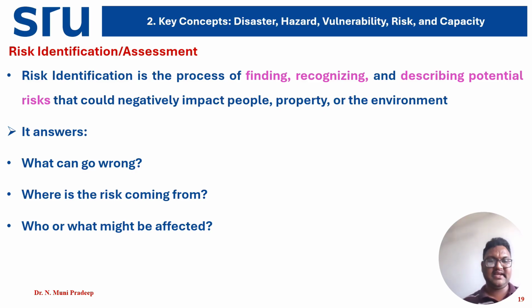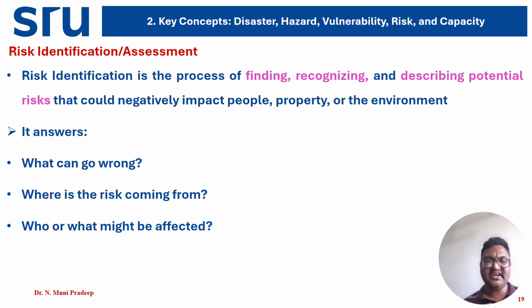Coming to the next slide, that is risk identification and assessment. Now let us look at how we formally identify and assess risk in a scientific and systematic way. Risk identification is defined as the process of finding, recognizing and describing potential risks that could negatively impact people, their property or their environment. So it is the first step in any risk management process.